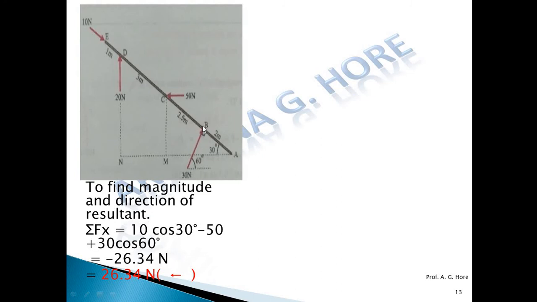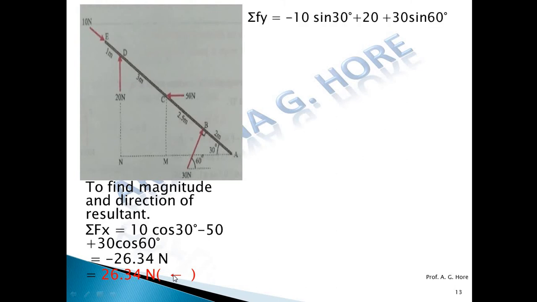And this force lies in the first quadrant, so the x component is towards the right side, so plus 30 cos 60. Now simplify that, and you will get the summation Fx is minus 26.34 Newton. That is nothing but towards the left side.